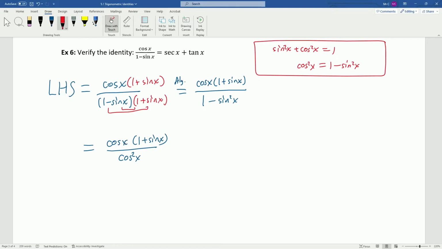So now I've got a factor of cosine up top and 2 factors of cosine in the denominator. So cosine over cosine squared just leaves a single cosine of x in the denominator. This gives me 1 plus sine of x over cosine of x. Okay, again, all we've done so far really was just apply the Pythagorean identity at this step and a little bit of algebra at this step.